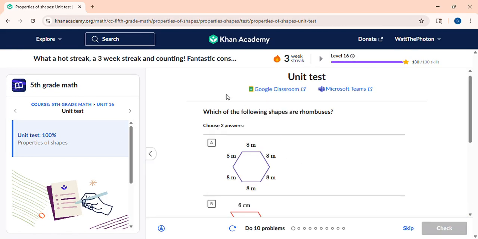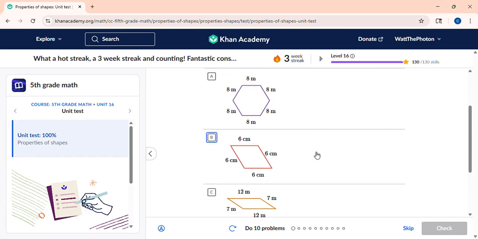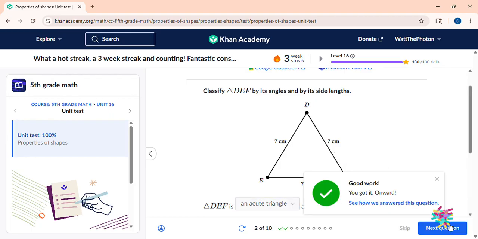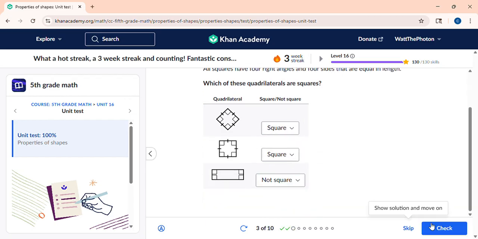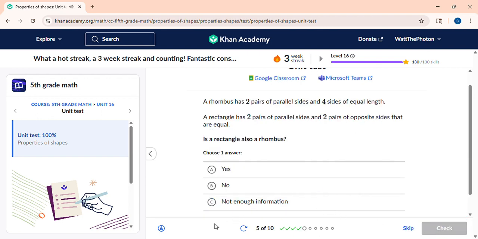Which of the following shapes are rhombuses? DEF is an acute equilateral. There's a square. That is also a square. That is not a square. Trapezoids and rhombi, they don't necessarily have the same number. Yeah, I guess they do have the same number. Trapezoids don't have lengths of equal sides.